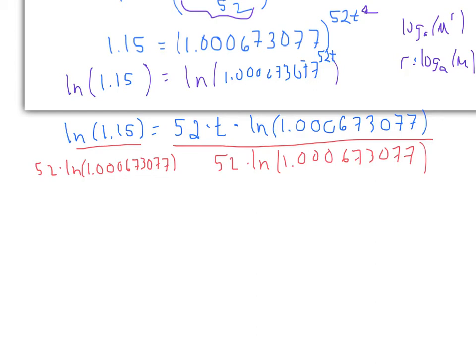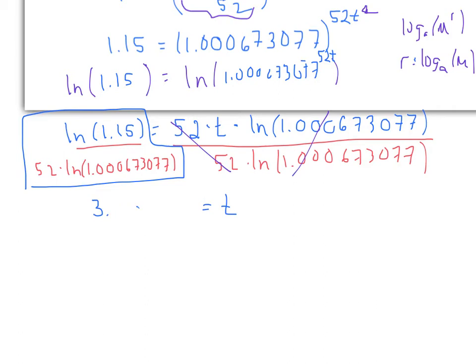And then we just do our cancellation. 52 cancels here, the natural log cancels there. On the right, I'm left with t. This is where you might need to come and ask me for help in class. I want you to plug this in your calculator. If you plug it in correctly, you should get t is approximately 3.99. I said 99 and I wrote something else, 3.99.